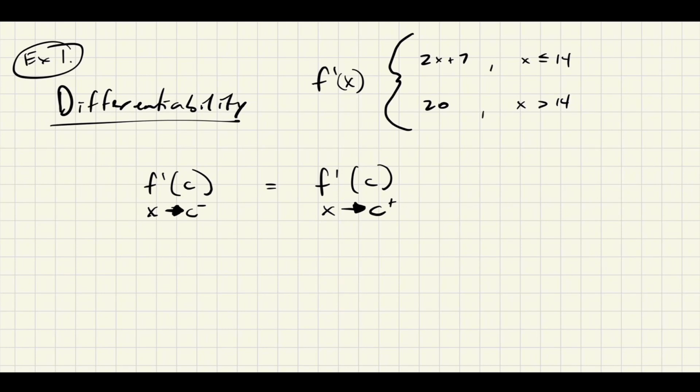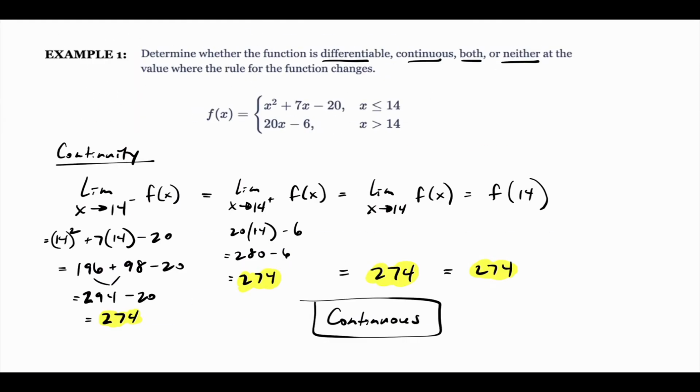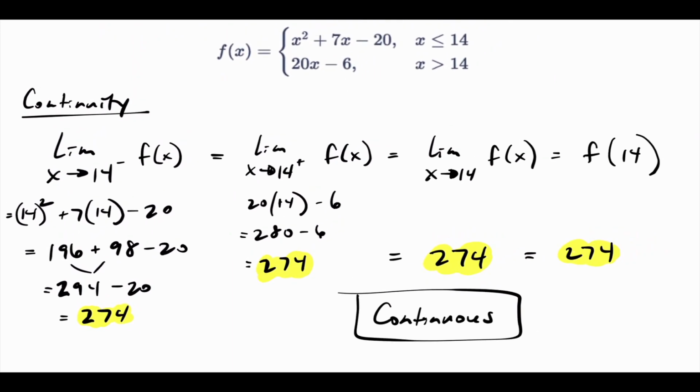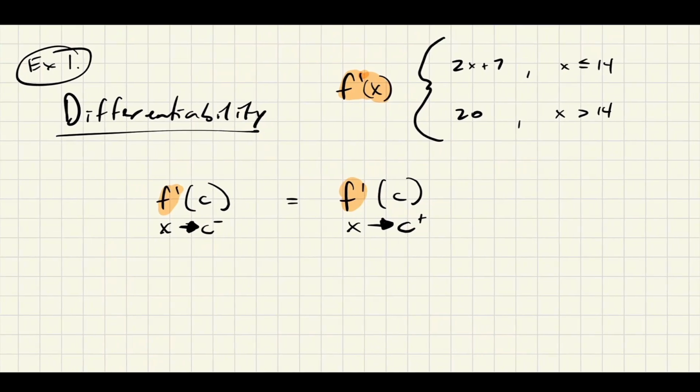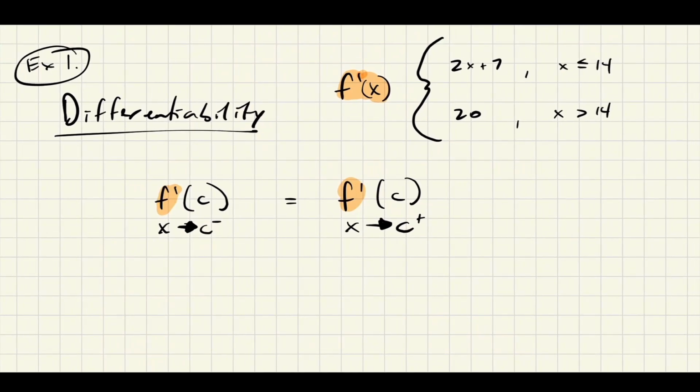Okay, so what is c for this problem? This is f prime, that part, check. Now we've got to figure out c. What is c going to be for this problem? 14. Yeah, that's all we're going to check is 14. So instead of c, we're going to write 14, 14, 14, 14.